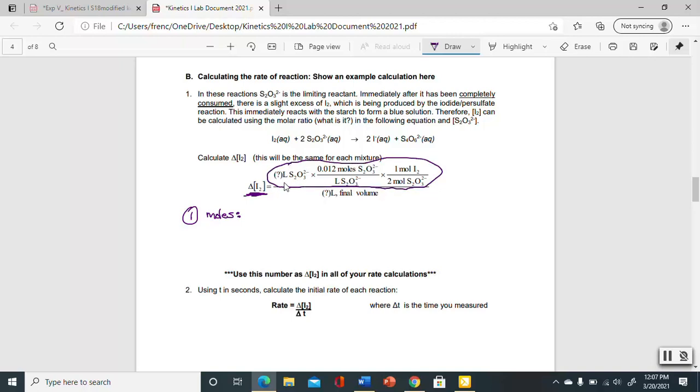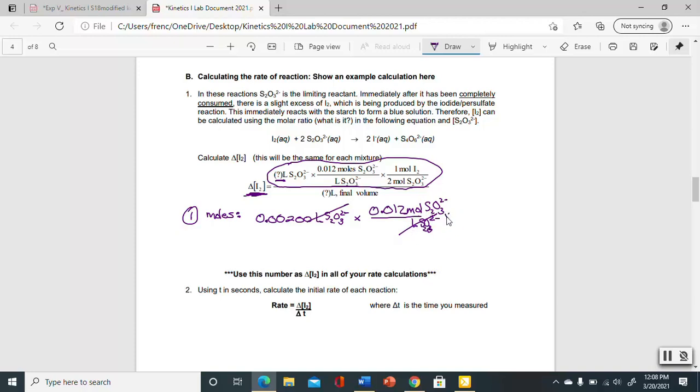And if we look back at that first data table, we have 2.00 milliliters of thiosulfate, which means 0.00200 liters of thiosulfate. Okay? Now, also if we look there, we can see our concentration for thiosulfate is 0.012 molar, or moles per liter of thiosulfate. So now we can cancel out our liters of thiosulfate. Don't put anything in this bottom. This is molarity, moles per liter. We just broke it down so we could see how we end up with moles of iodide.